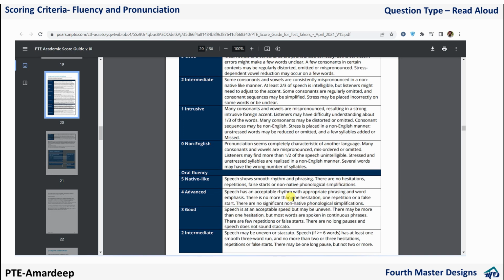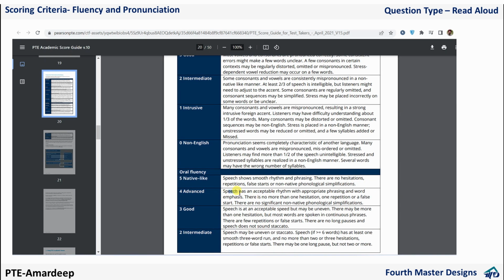If there is one hesitation, just one hesitation, or if you repeat a word, or there is a false start, you won't be able to score 5 out of 5. So the very first rule: do not pause at all, at least to score 5 here. Now just imagine you have made a mistake. Let's say I say, speech has an acceptable rhythm. Now if I continue, speech has an acceptable rhythm with appropriate phrasing and word emphasis, I may get 4 out of 5 in content. I may, but because I did not stop, I will get 5 out of 5 in fluency.